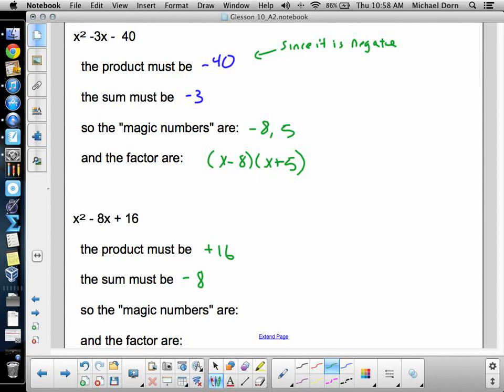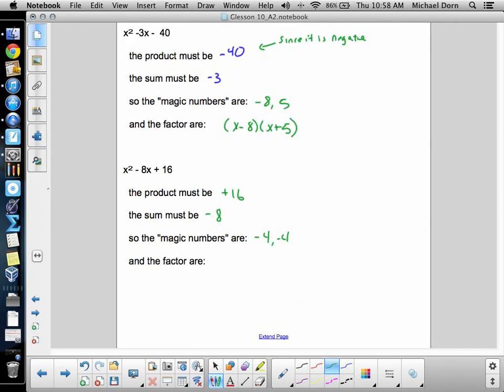And those two negative numbers are, obviously, everybody said, negative 4 and negative 4. So my factors are x minus 4 times x minus 4. Or if I want to write it, I can write x minus 4 squared. Because it's x minus 4 times x minus 4. Anything times itself is that thing squared. You remembering how to do this stuff?